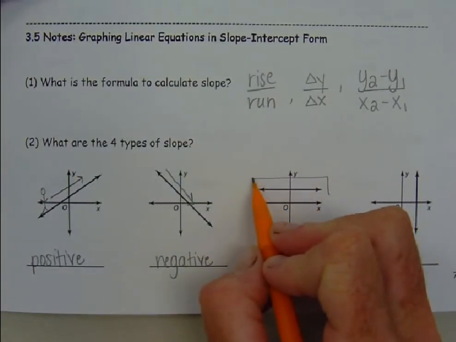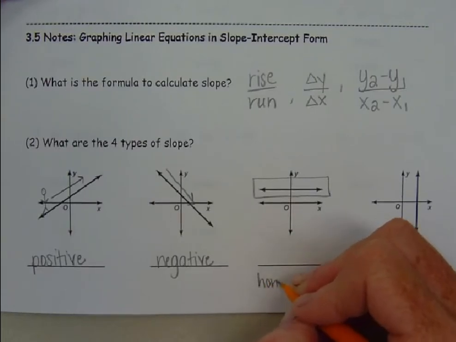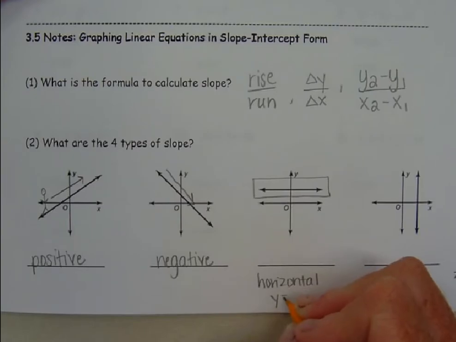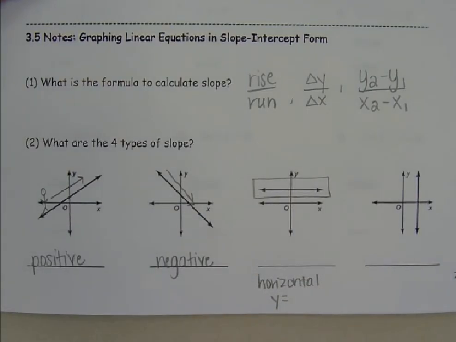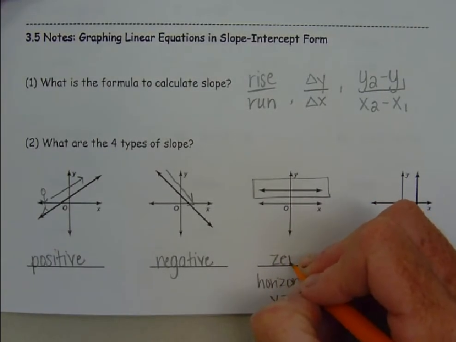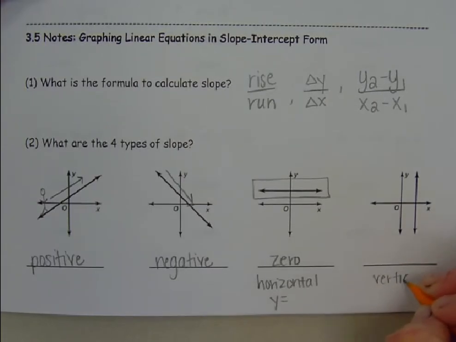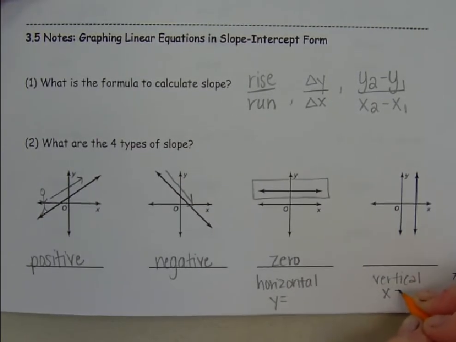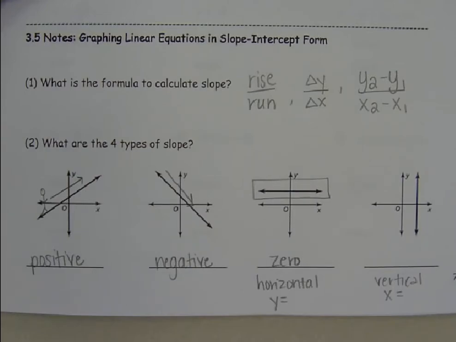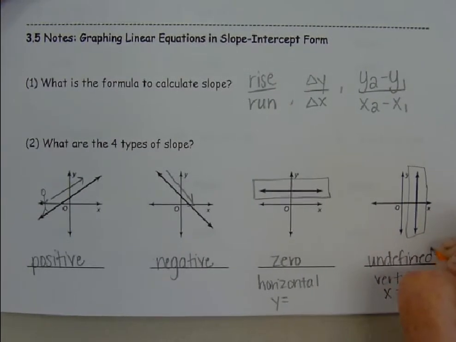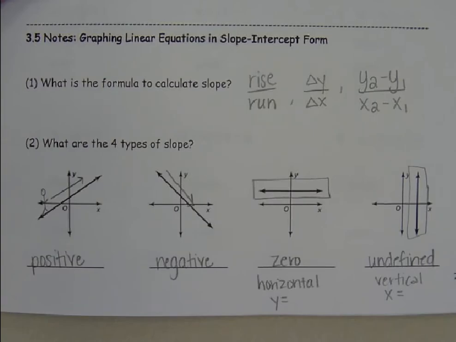This line right here that goes straight across is called a horizontal line. And every horizontal line is a y equals a number. Y equals 2, y equals 8, y equals -4. And every horizontal line has a slope of 0. And then this is a vertical line. Every vertical line has an equation of x equals. And anytime you have an x equals, the slope of a vertical line is what we call undefined. So these are the four different types of slopes you could have for lines.